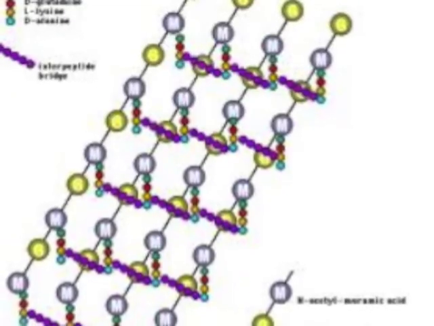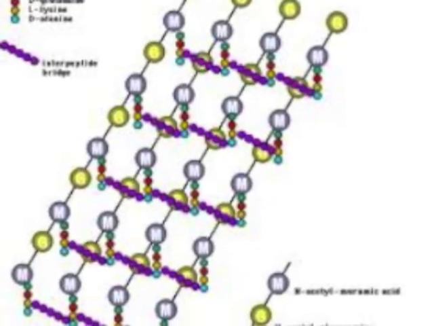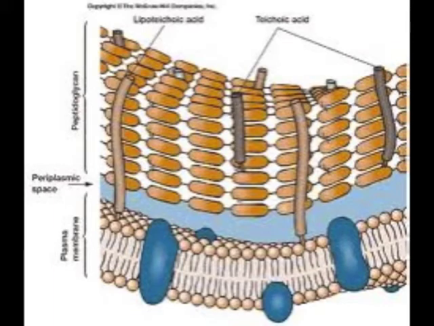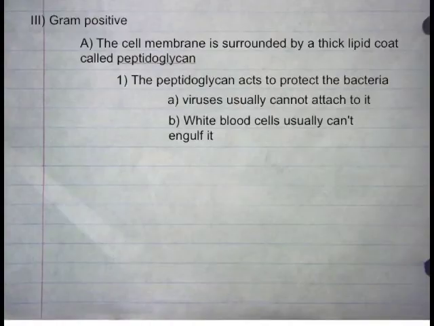Peptidoglycan is a bunch of polymers linked together to form a very large web mesh. This allows it to be protected from viruses as well as other materials that might cause the bacteria some harm. The peptidoglycan acts to protect the bacteria. Viruses usually cannot attach to it, and white blood cells can't engulf it as there's no way for them to surround the bacteria.